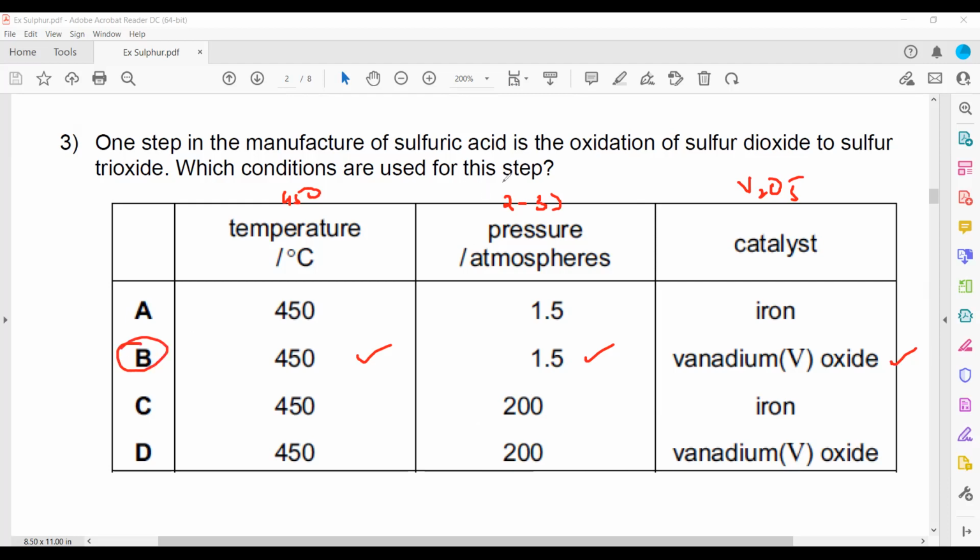And these are the conditions. If the same question was asked for the manufacture of ammonia by the Haber process, it would be 450, 200 atm, and iron as the catalyst. But they did not ask about ammonia. This topic is about sulfuric acid, so you have to learn these conditions.